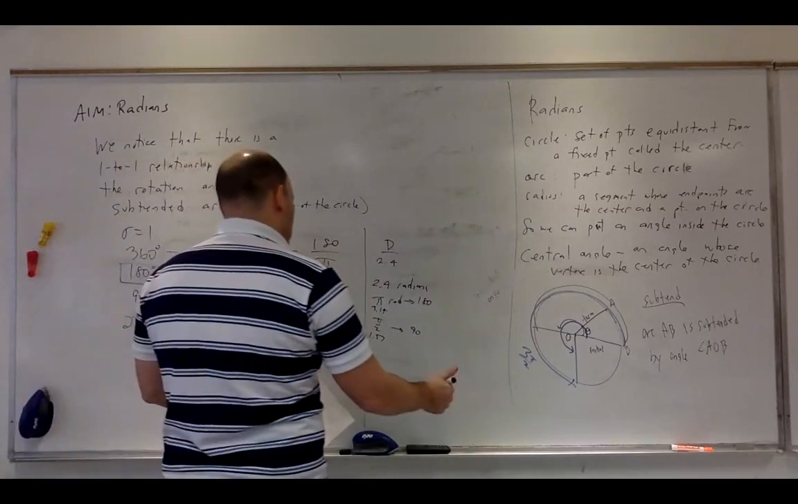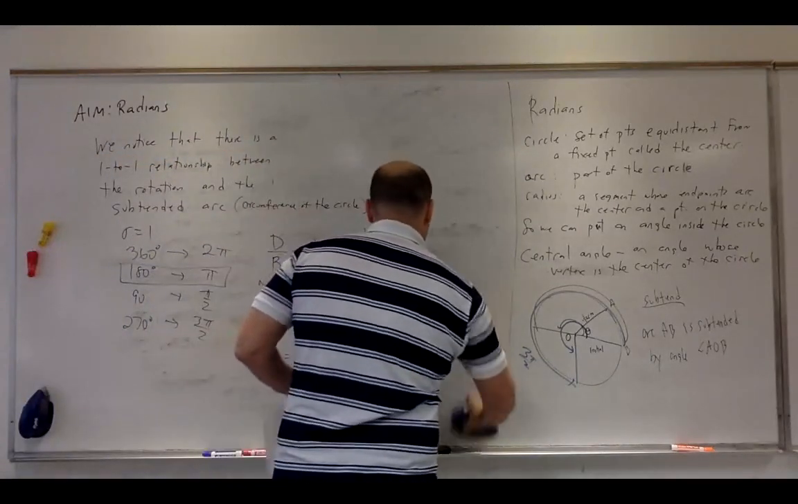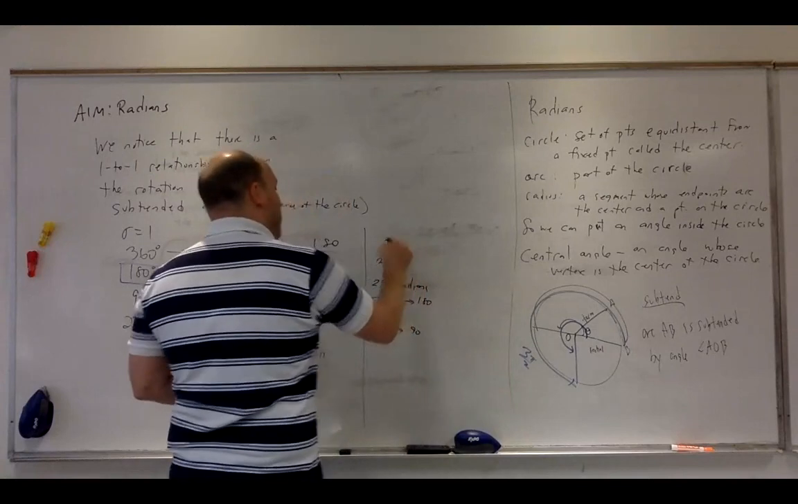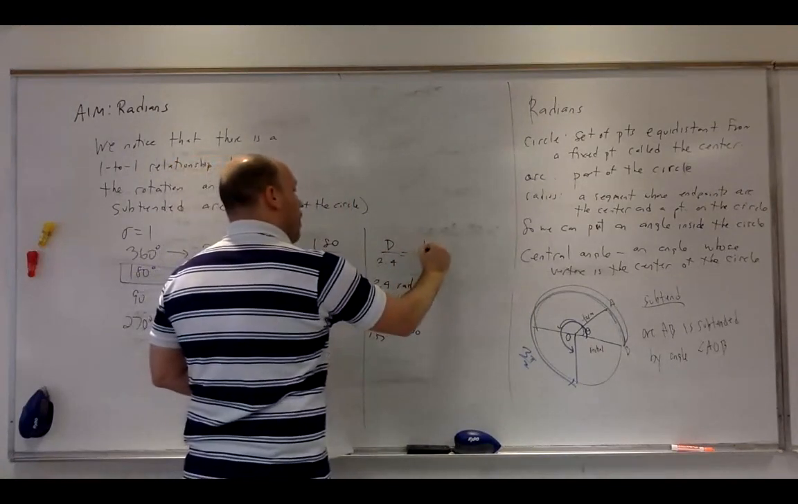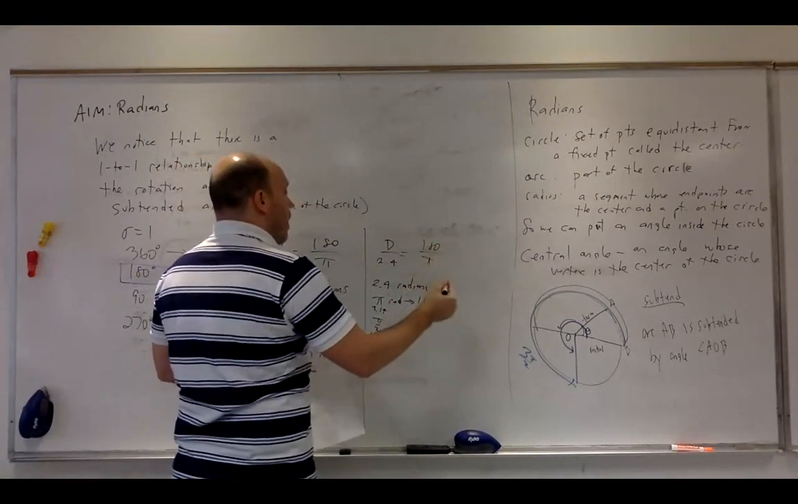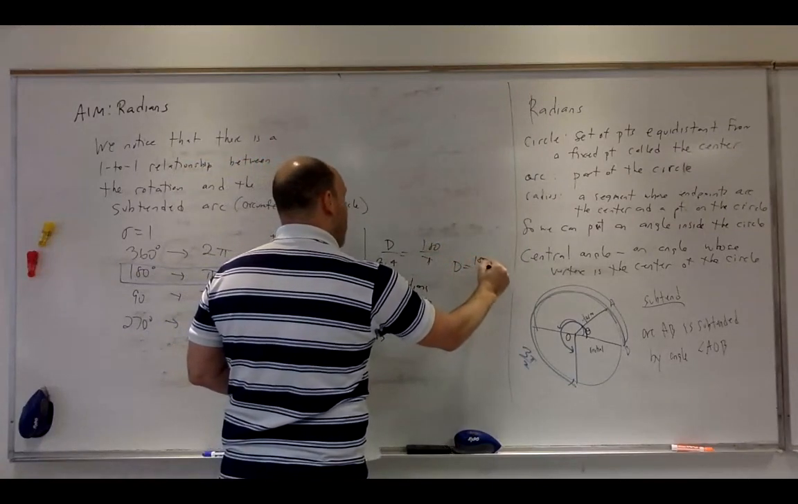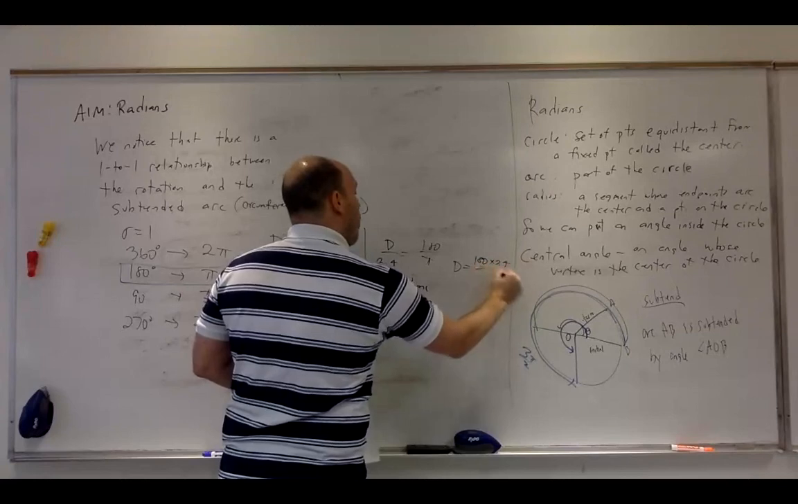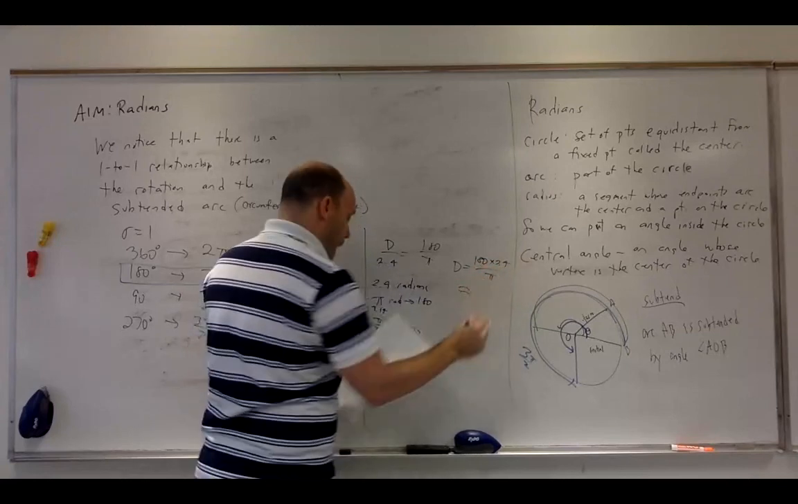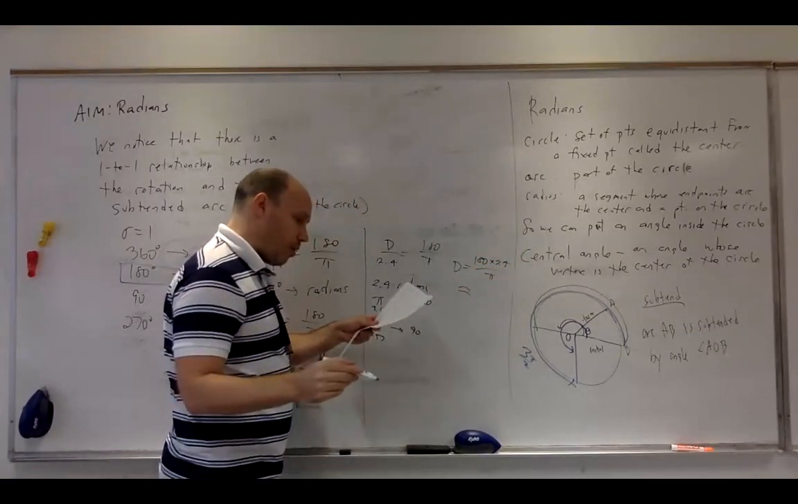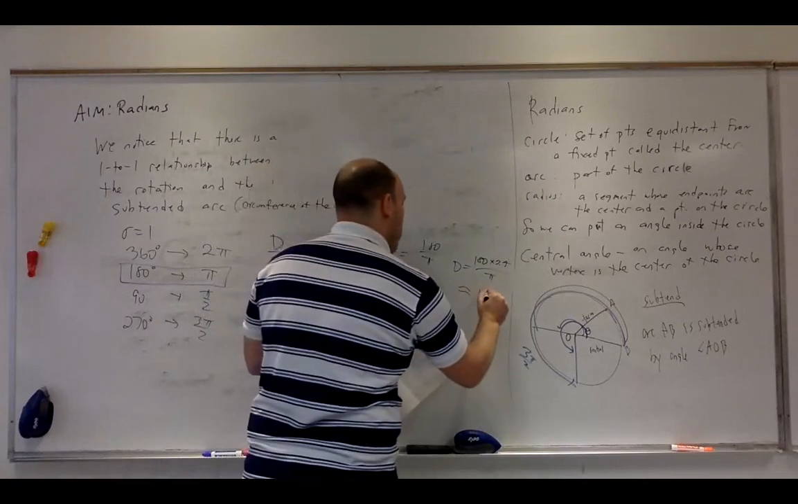So let's see, d over 2.4 equals 180 over pi. And so we have d is equal to 180 times 2.4 over pi, which is about 137.